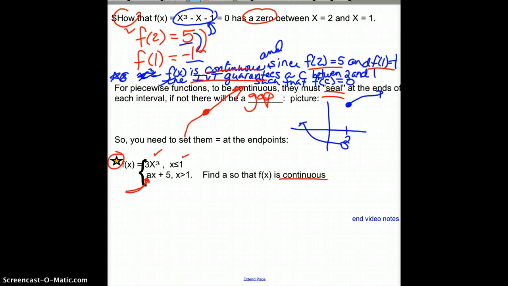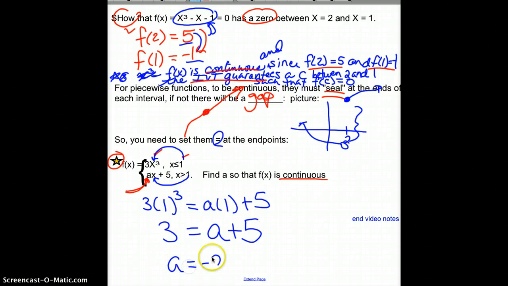So what you're going to do is, you set them equal at that barrier, at that boundary. So you're going to put a 1 in for x in the cubic function, and you're going to say, well, 3 times 1 cubed. You're going to say that has to have the same output as the other one does at x, because again, if they spit out different answers, I'm going to have a split in the graph. So that y value on that boundary has got to be the same to force them to seal up.